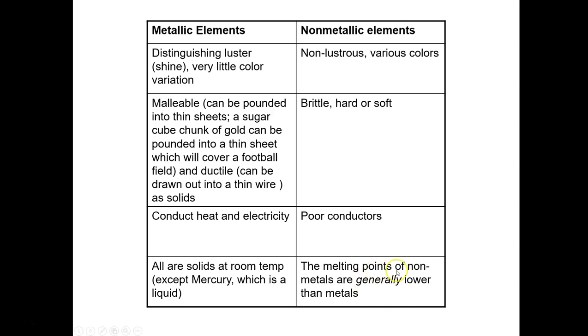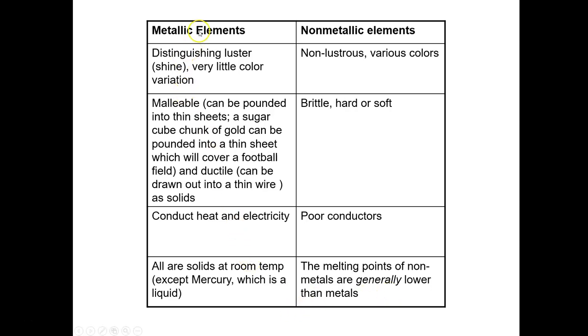And for the most part, nonmetals generally have lower melting points than metals. Or in other words, a lot of nonmetals end up being either liquids or gases instead of solids. Now, that doesn't mean there aren't any solids. There are some. Carbon is a solid at room temperature. Sulfur is a solid at room temperature. Phosphorus is a solid at room temperature. But there's a lot of them that are gases, right? Oxygen, nitrogen, chlorine, all the noble gases in group 18, those are all gases at room temperature.